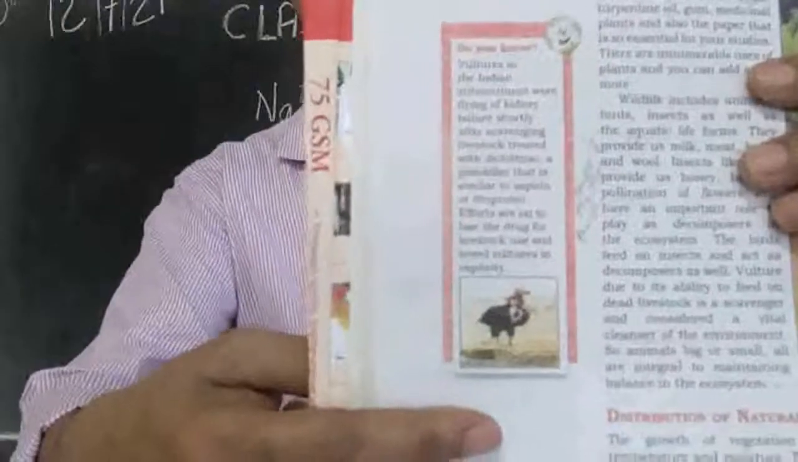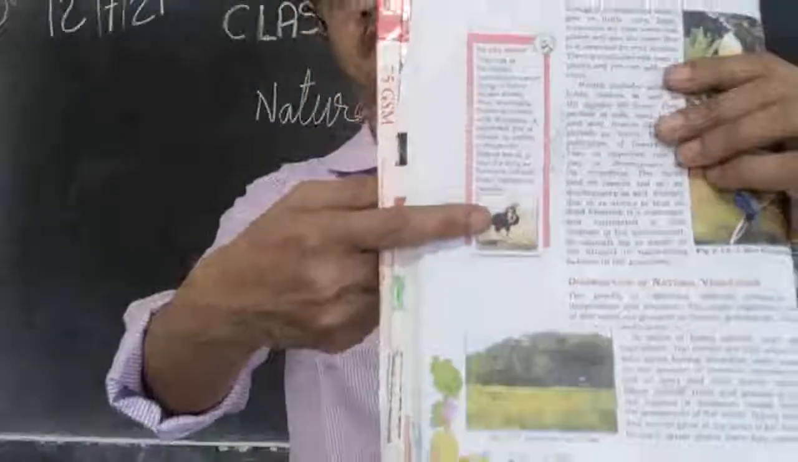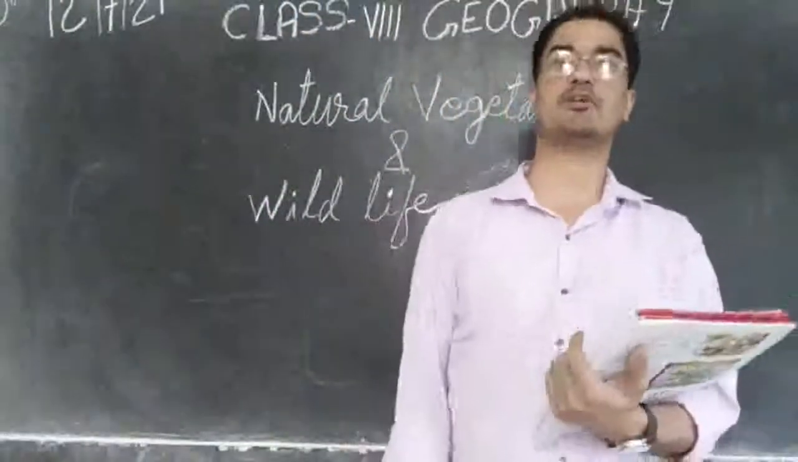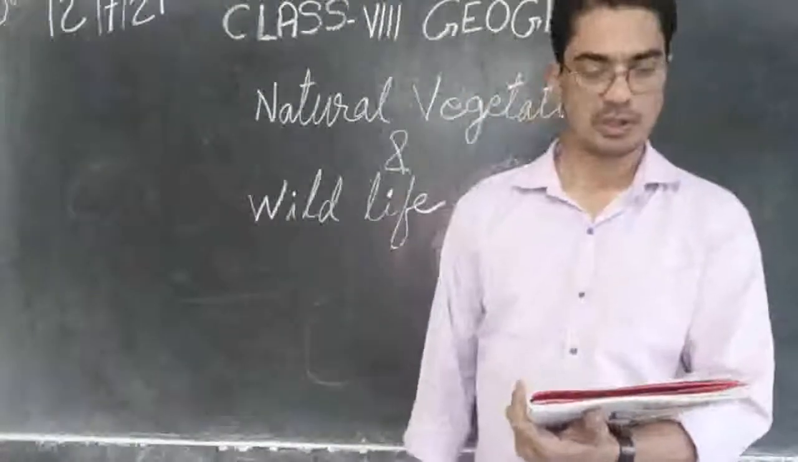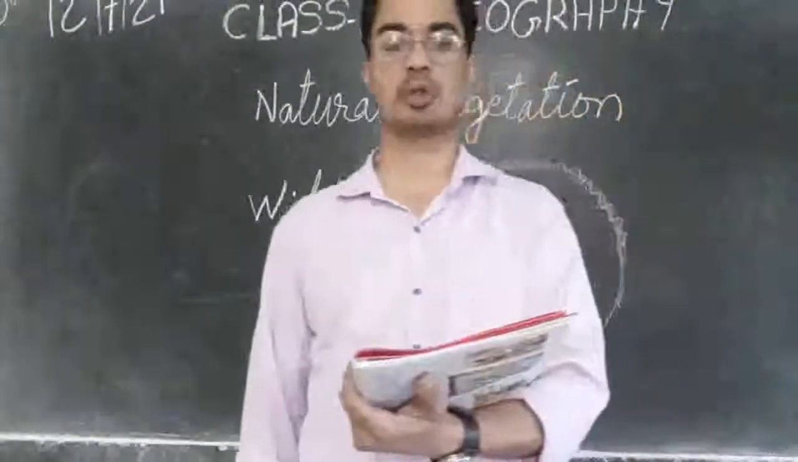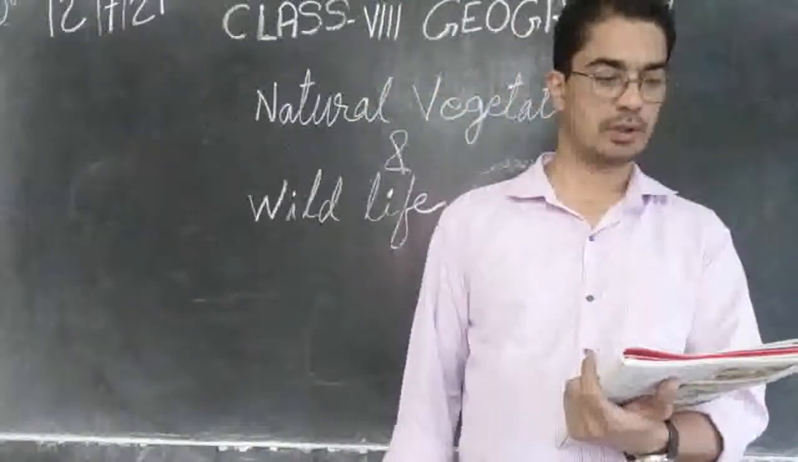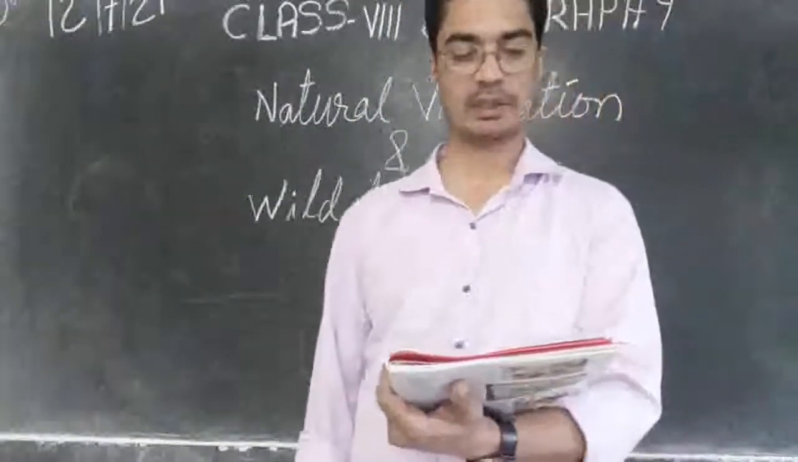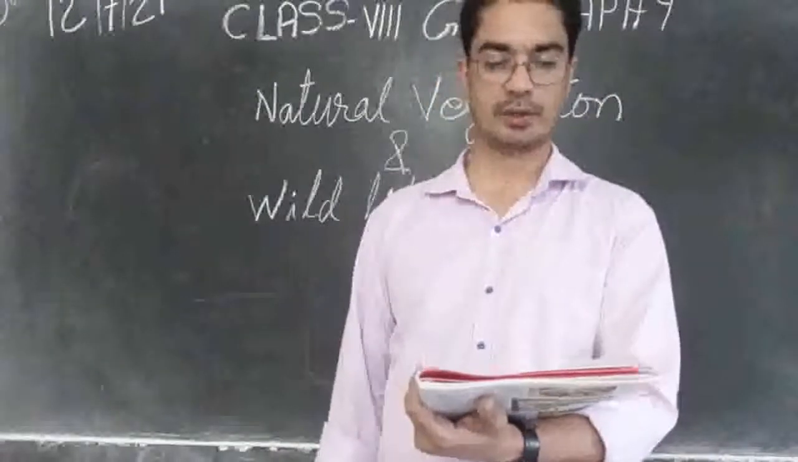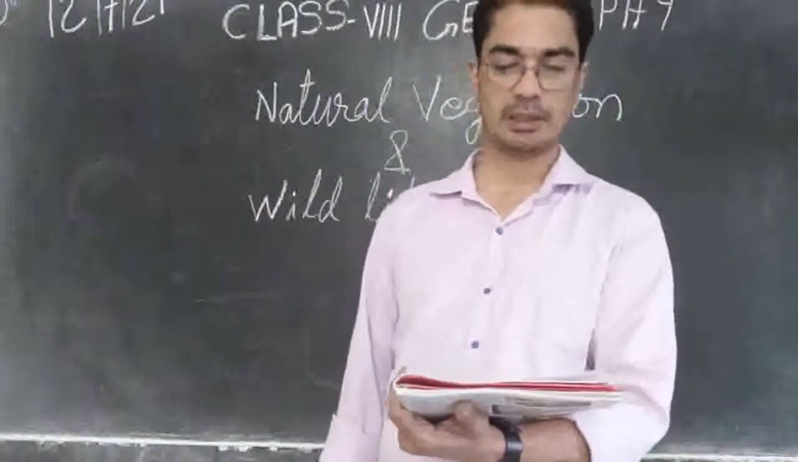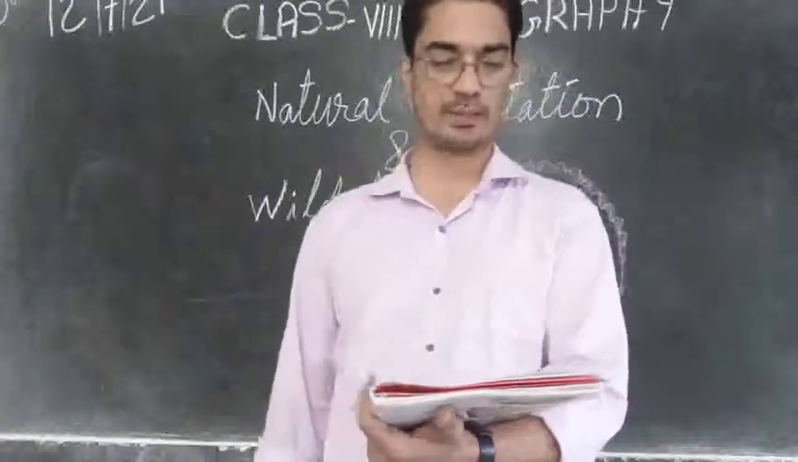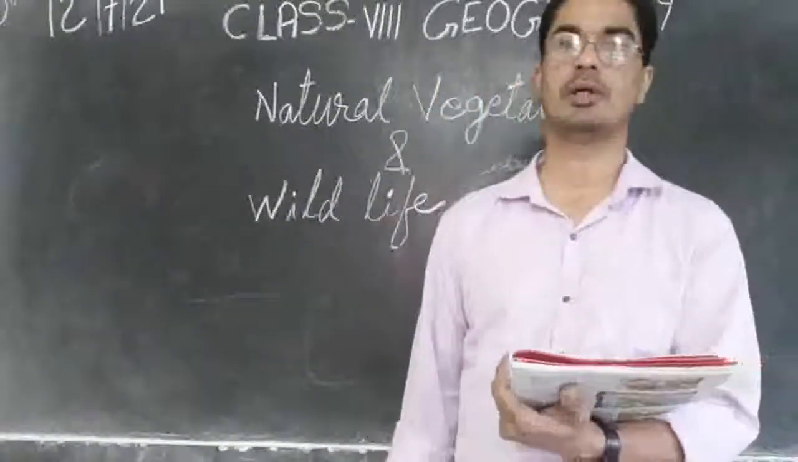You can see here in your textbook. It is the vulture. There is a photo of a vulture as well. Let's see what is the news about vultures. Vultures in the Indian subcontinent were dying of kidney failure shortly after scavenging livestock treated with diclofenac, a painkiller that is similar to aspirin and ibuprofen.